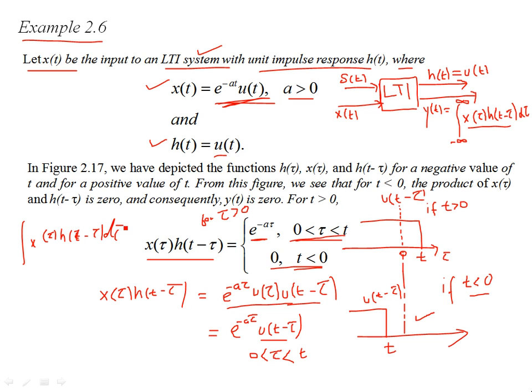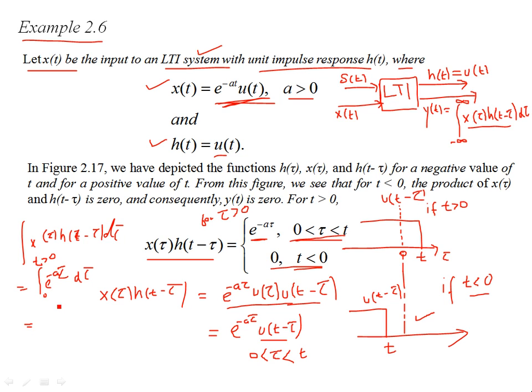Well, this integration is equal to e to the minus a tau, and again you have to consider it for positive values of t. So this will be from 0, for t greater than 0. t is a variable that keeps on sliding, so the shift has to be towards the right, and t should be a positive quantity.